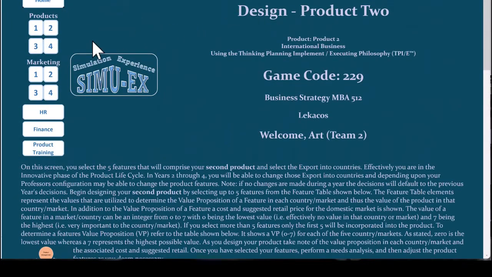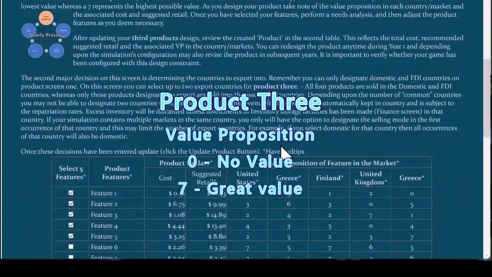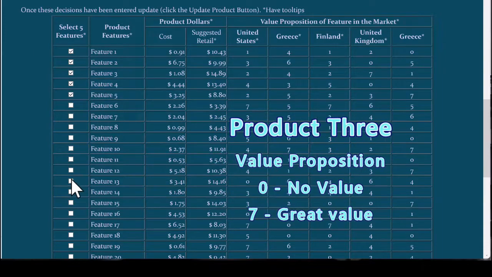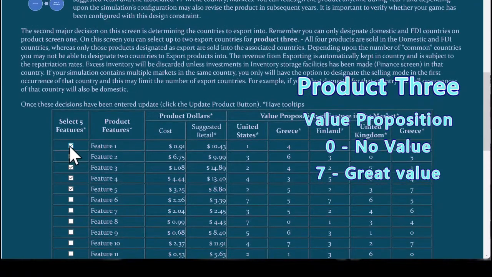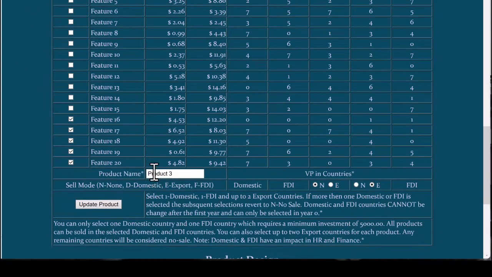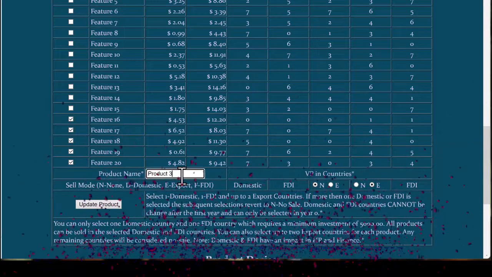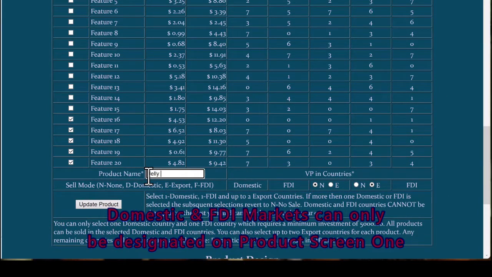We would have the same type of analysis for product 3. Come into product 3. You will notice again we have a similar screen. Here, the product manager would determine the features for product number 3. You would go ahead and name the product accordingly. And again, you could select where this product would be exported into. You have a maximum of 2 countries that you can export into. In our example here, we have 2 countries that are the same, so therefore we only have 2 possible countries.